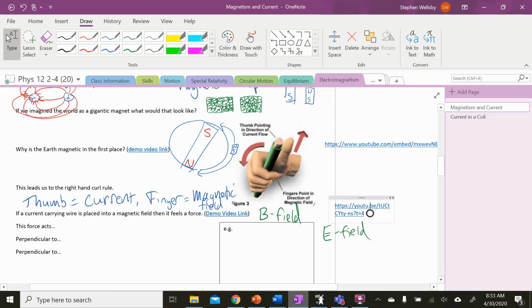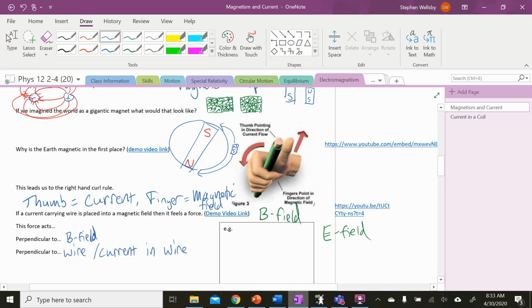Okay, so when we have a current carrying wire placed into a magnetic field, it is going to feel a force, as we saw in that video. Now the force acts perpendicular to the magnetic field, and it also acts perpendicular to the wire, or to the current in the wire, which obviously are going to have the same direction.